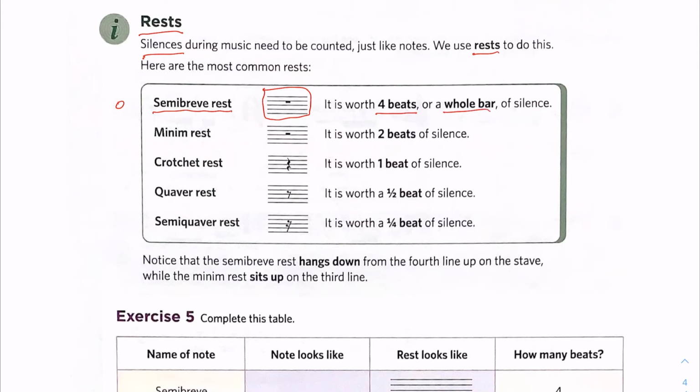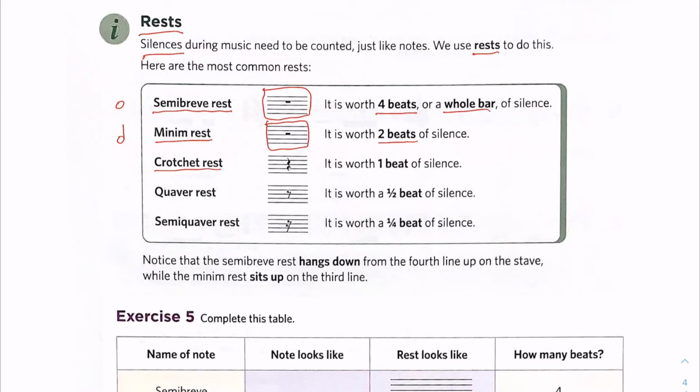Next, minim rest. This is a minim, so it's a semi-brief with a stem. A minim is worth 2 beats, so minim rest is worth 2 beats of silence. A minim looks very similar to a semi-brief, so don't confuse the 2 of them. A minim is more like a hat sitting on the 3rd line.